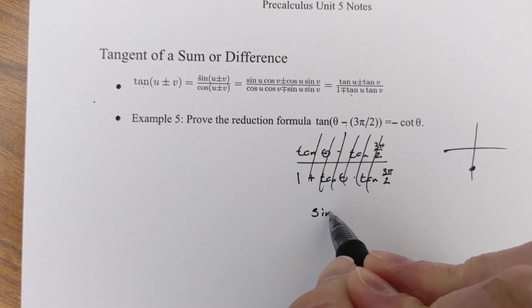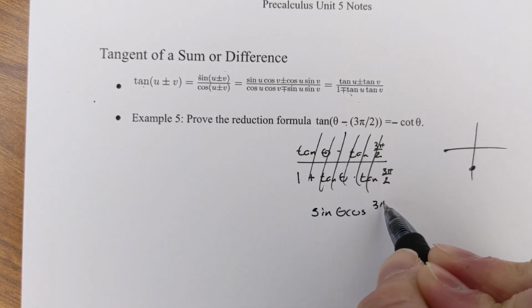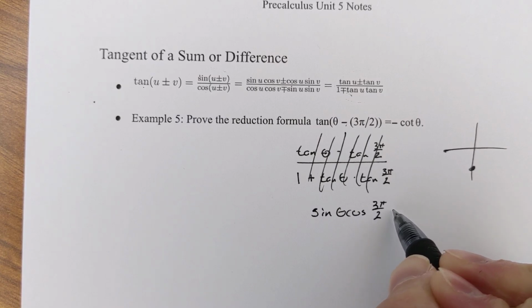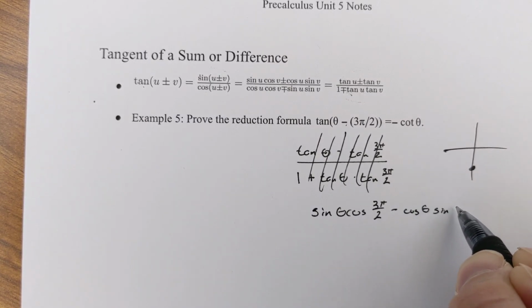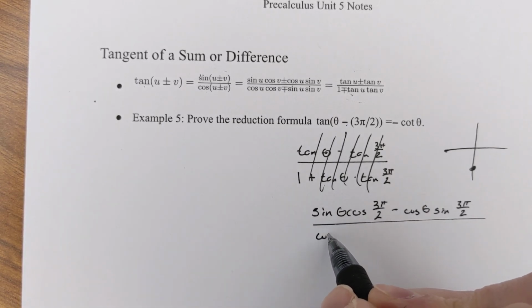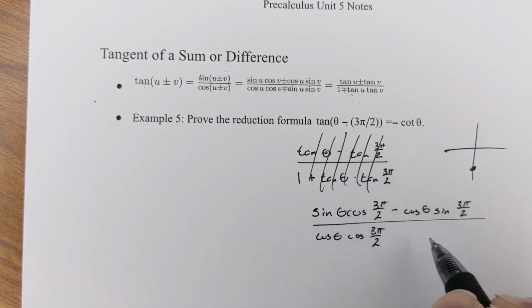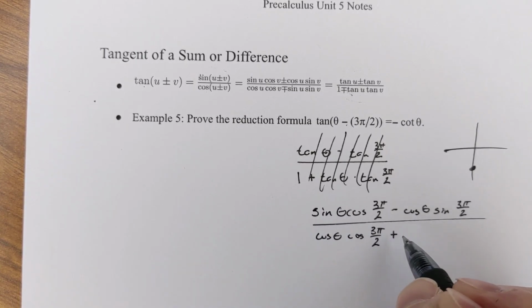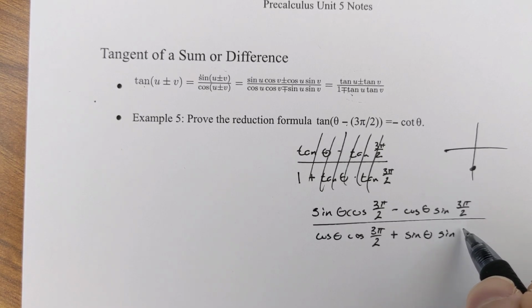So it's sine theta cosine 3 pi over 2 minus cosine theta sine 3 pi over 2, so that's the top, all over on the bottom, cosine theta cosine 3 pi over 2, plus, because it's the opposite for cosine rules, sine theta sine 3 pi over 2.